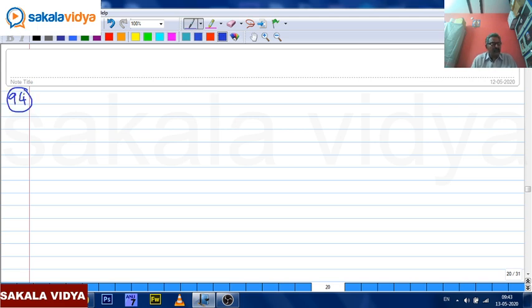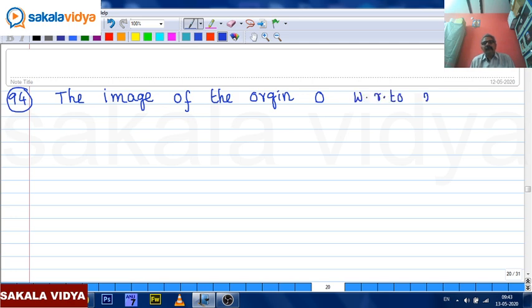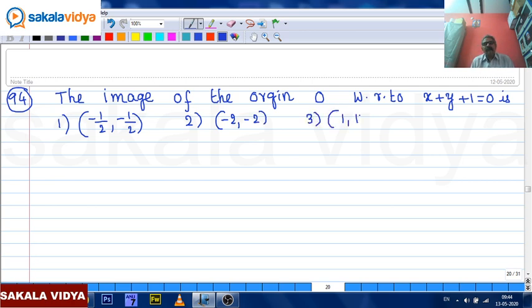Ninety-fourth question. The image of the origin, O, with respect to x plus y plus 1 is equal to 0 is: first option minus 1 by 2, minus 1 by 2; second option minus 2 comma minus 2; third option 1 comma 1; fourth option minus 1 comma minus 1.